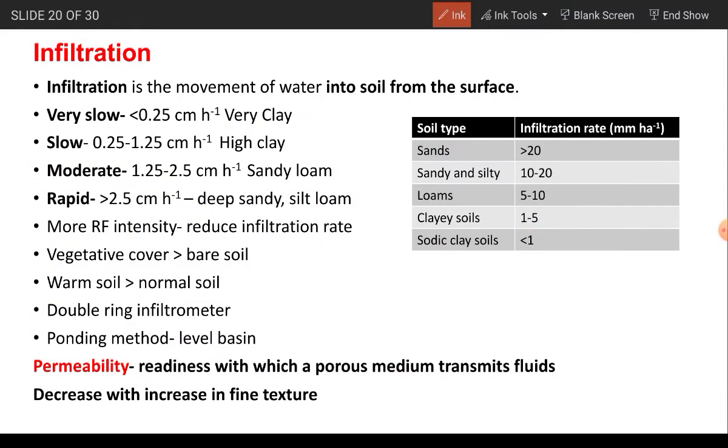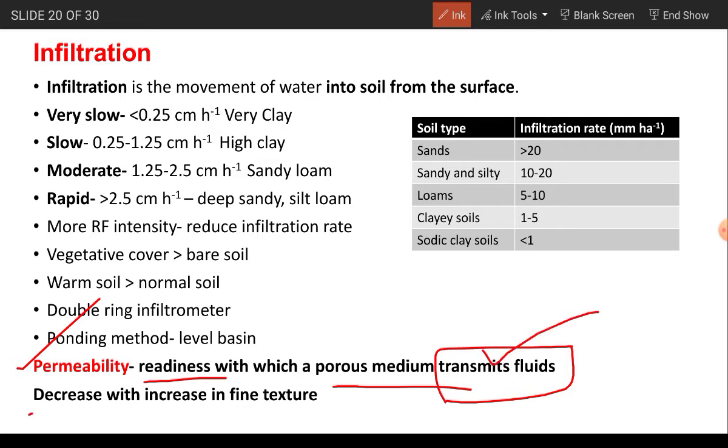The next thing is the permeability. The readiness with which a porous medium transmits fluid is called permeability. It decreases with increase in fine texture. As the fine texture increases, the readiness of flow or transmission of fluids inside the soil reduces.